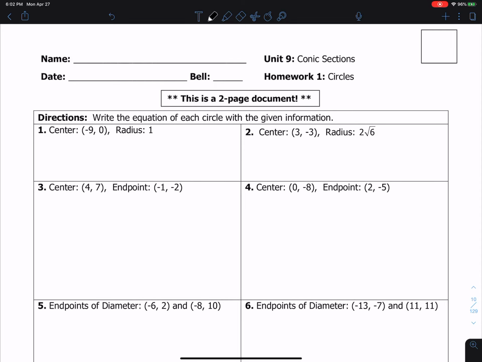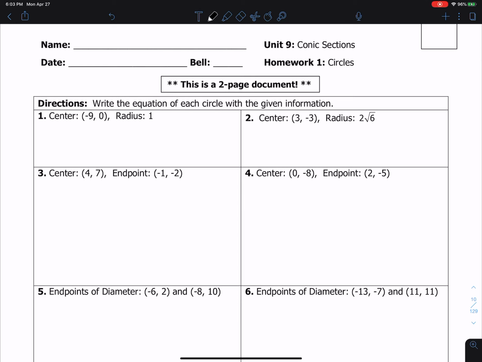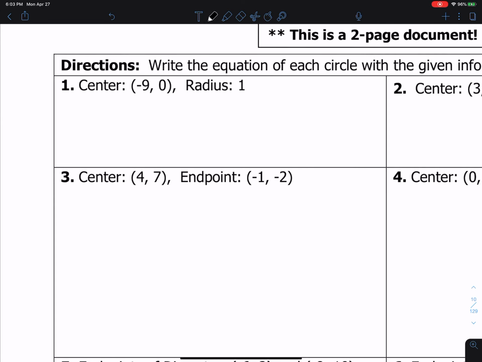This video is for homework 1, which is about circles. So I told you only have to do the odds, so I'm just going to go through the odds on these problems, since that's all you'll need to do for the homework.